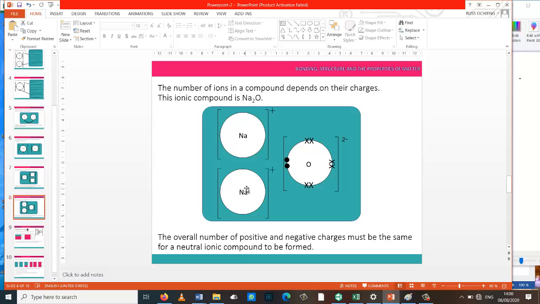When sodium loses 1 electron, it acquires a net charge of +1. When oxygen gains 2 electrons, it acquires a net charge of -2. We said that, and always keep in mind, the overall number of positive and negative charges must be the same for neutral ionic compounds formed.